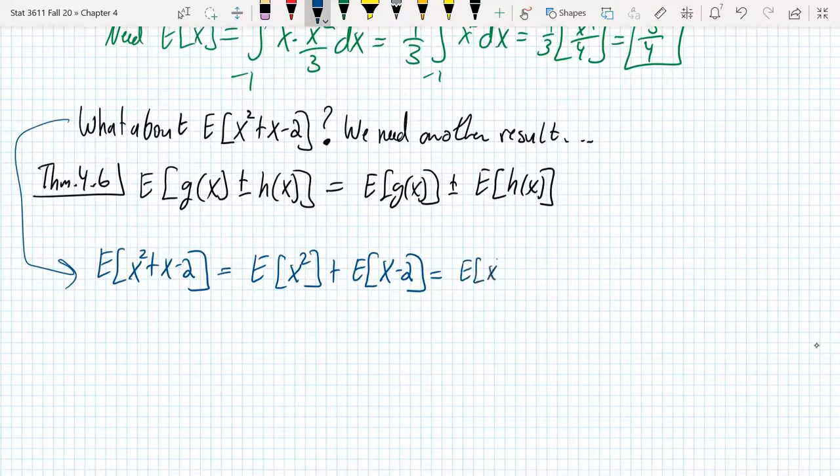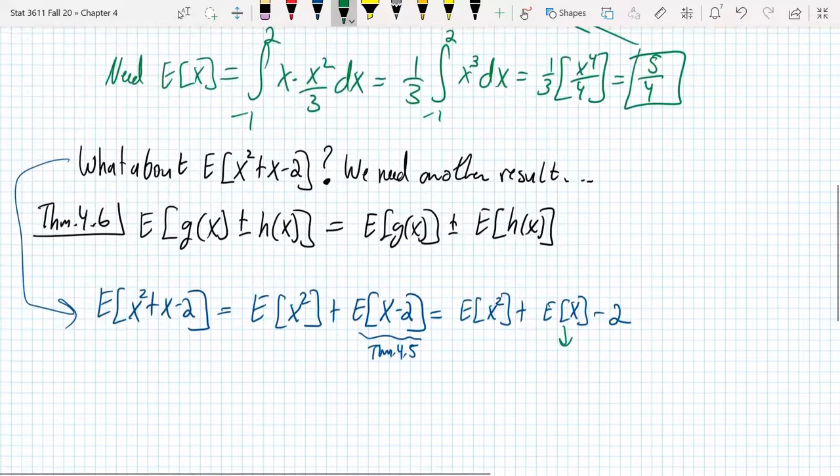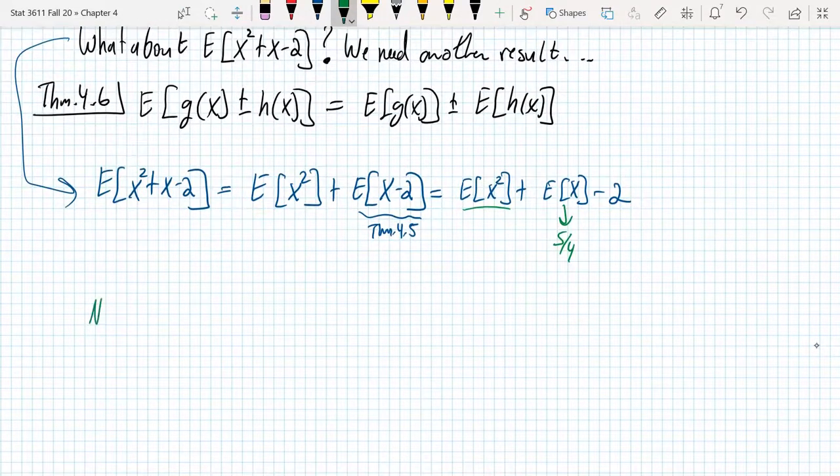So this is going to be equal to the expected value of x squared, plus, splitting this term up using Theorem 4.5, the expected value of x minus 2, right? And so based on the last example, we know that the expected value of x here is 5/4, minus 2. So what do we need then? We need the expected value of x squared. And so what is that going to be equal to?